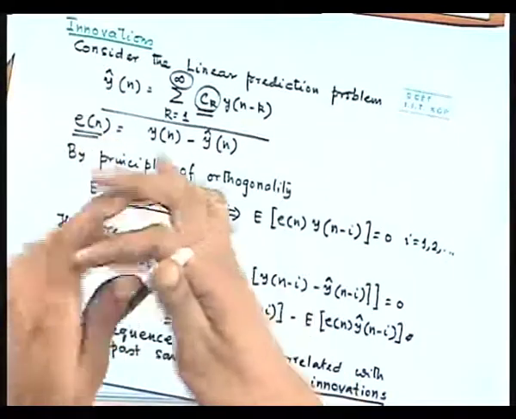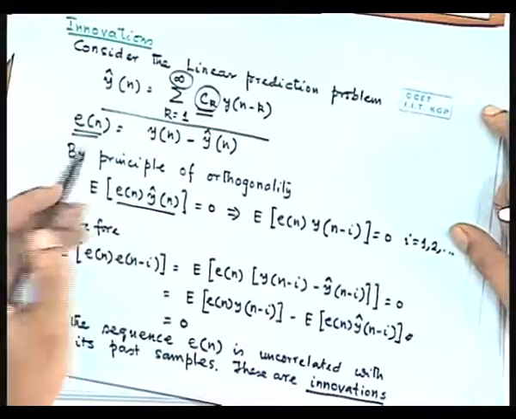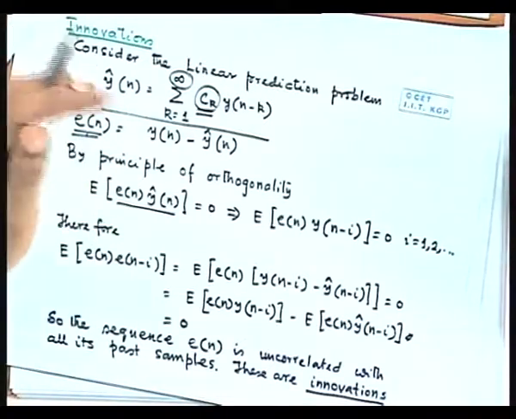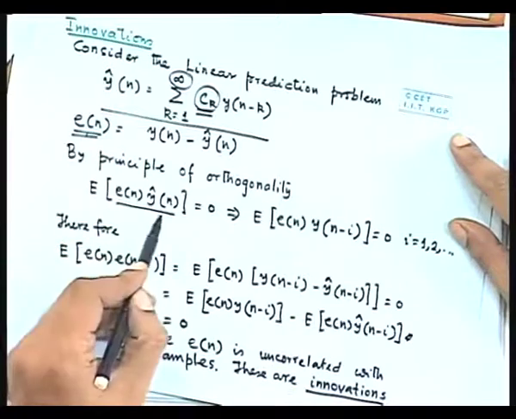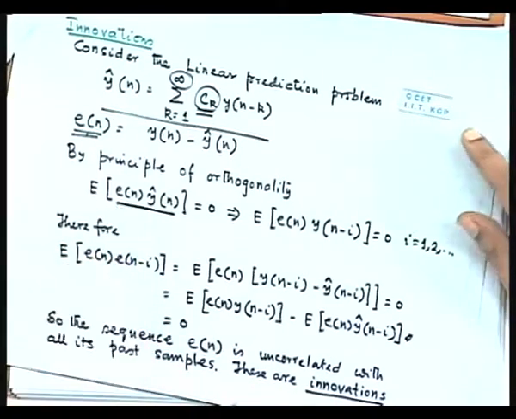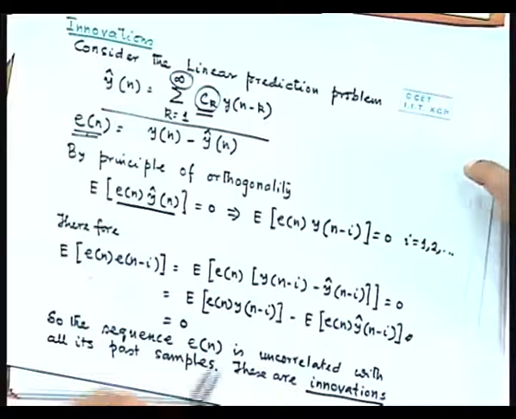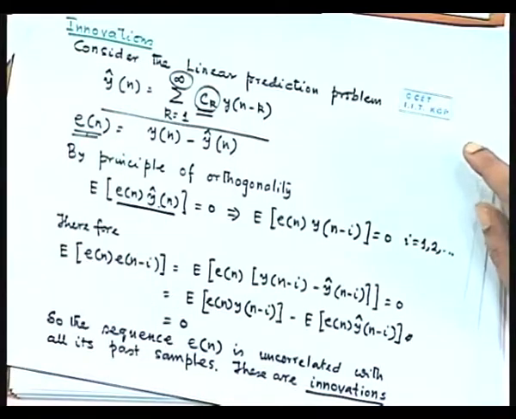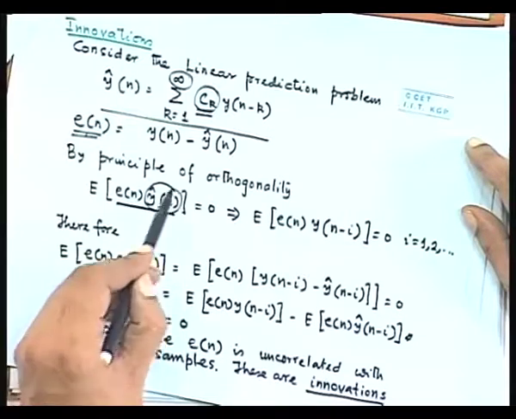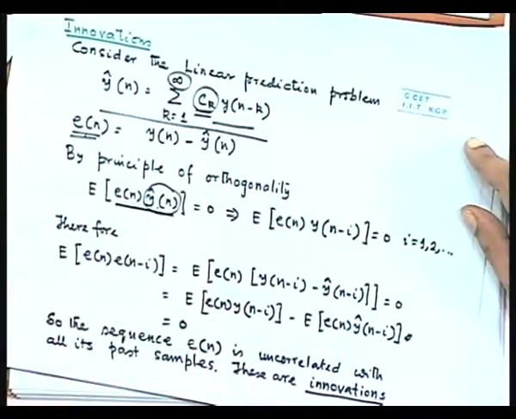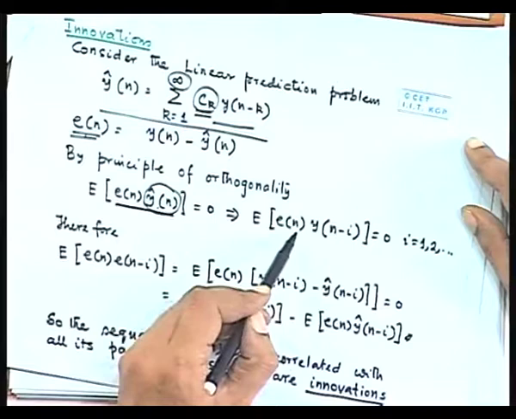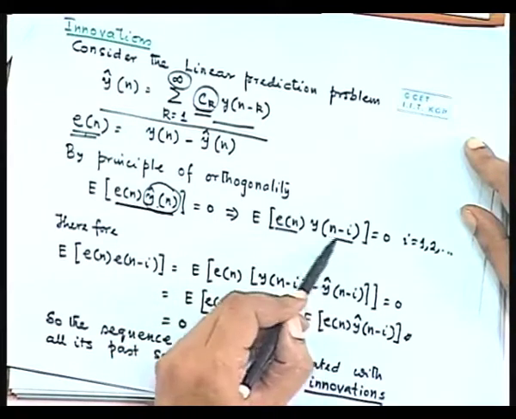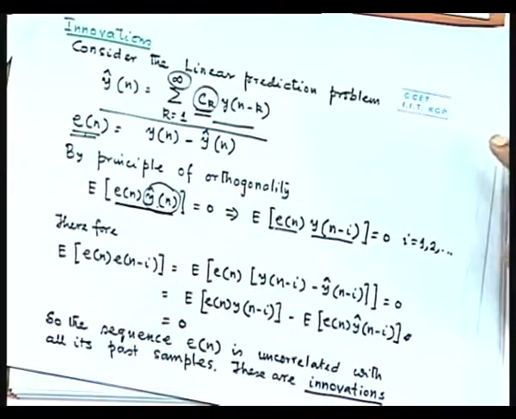Right? So it turns out, now obviously since innovations are going to be uncorrelated, that's what I am going to prove. So the principle of orthogonality says that this must be orthogonal to y hat n, okay, and y hat n is nothing but functions of past samples of y. So En must be orthogonal to all the past samples of y for all i.